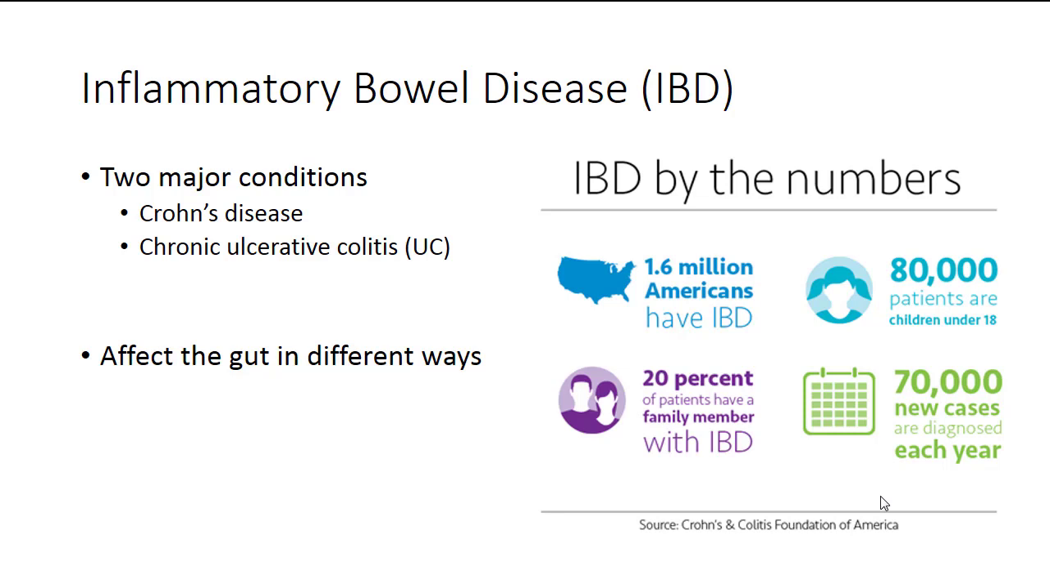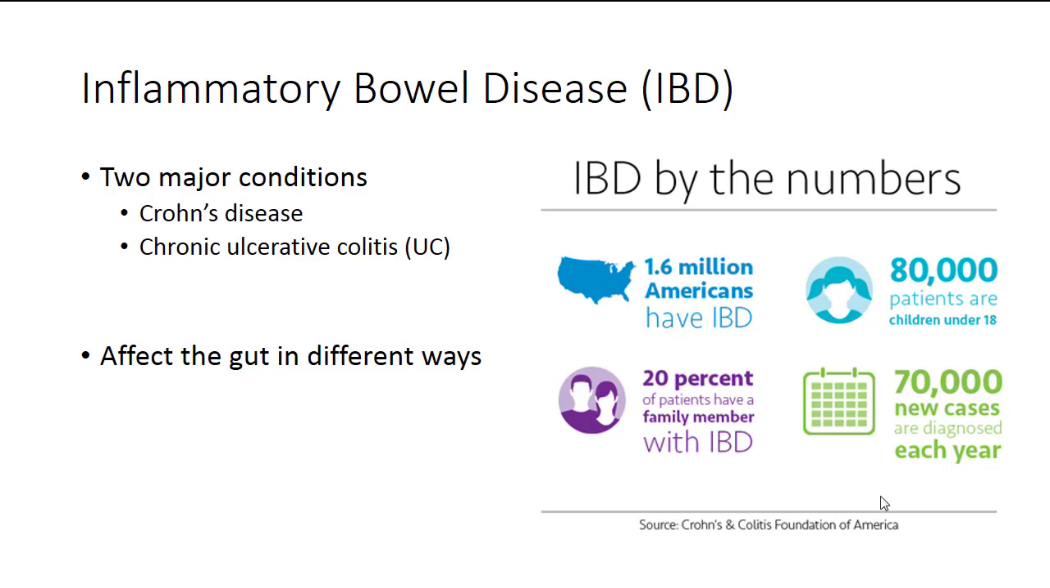Both of these conditions can affect the gut and cause some serious GI tract symptoms like abdominal pain, diarrhea, and bloody stool. Those symptoms can come and go. So they have periods of flare-ups where you have really bad symptoms, and then periods where you're asymptomatic and you're not feeling them.